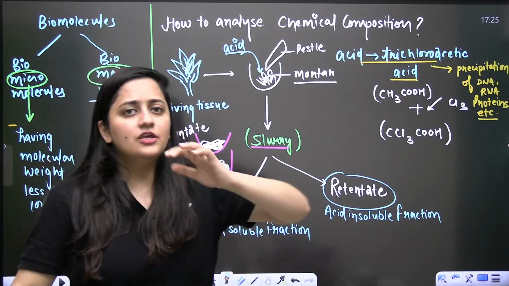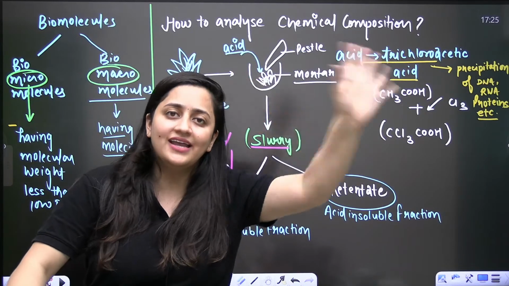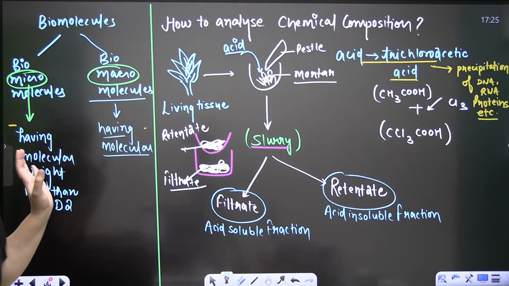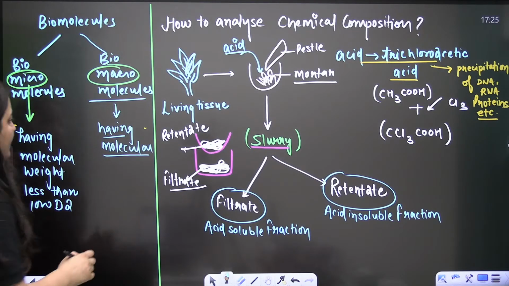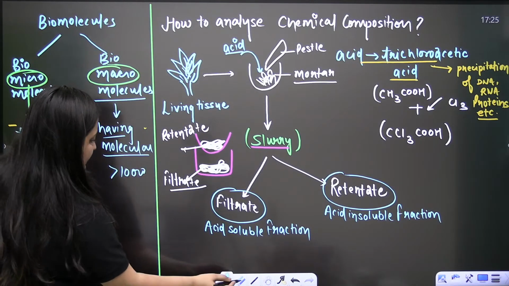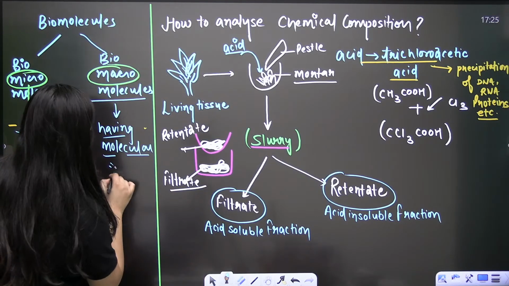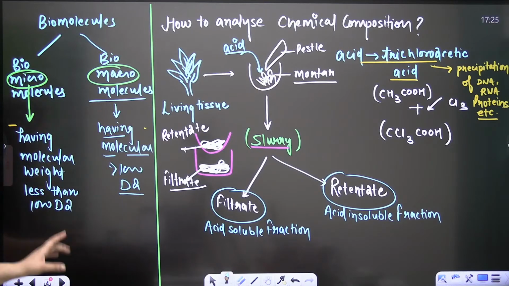So basically, if there is something above 10,000 Dalton, then that will be considered as the biomacromolecule. Clear? So here it should be above 1000, or in some books it is written as above 10,000 Dalton. Done. So these are the biomacromolecules.